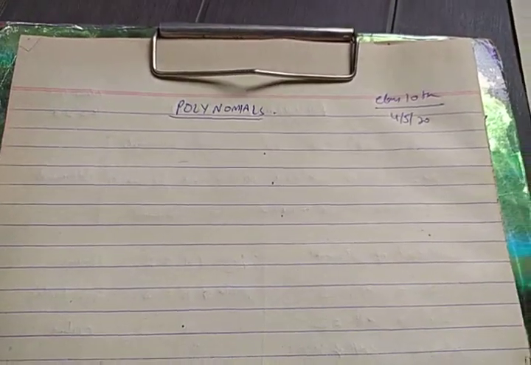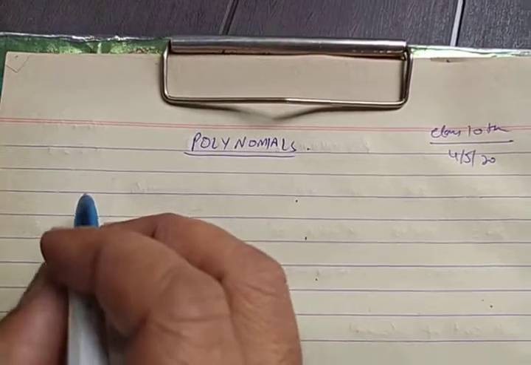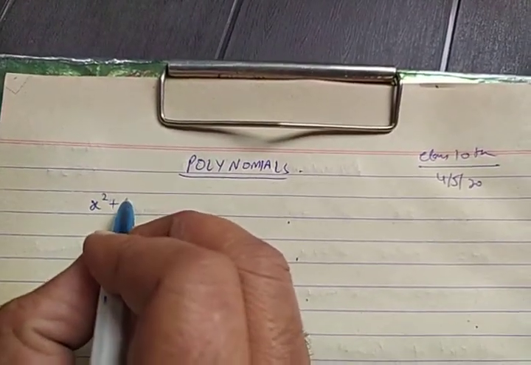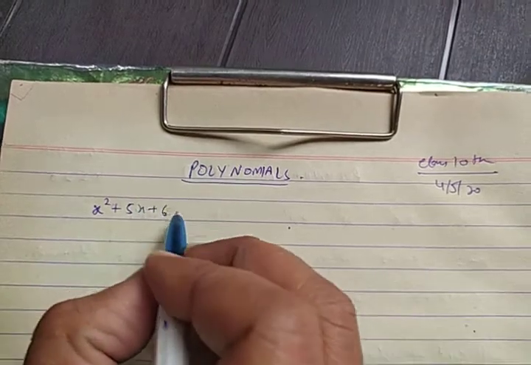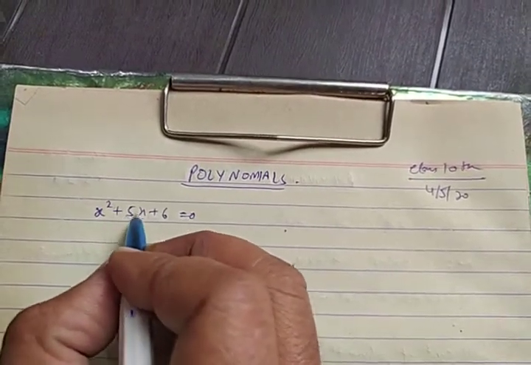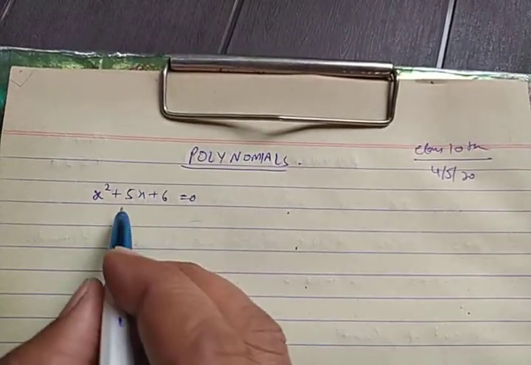Let us understand today about the zeros of the polynomial. Let us take an example: x square plus 5x plus 6 is equal to 0. This is a quadratic equation. Quadratic I have discussed in the last class.